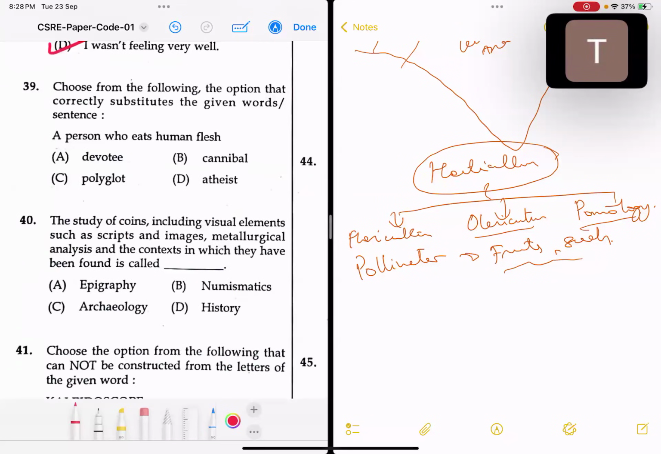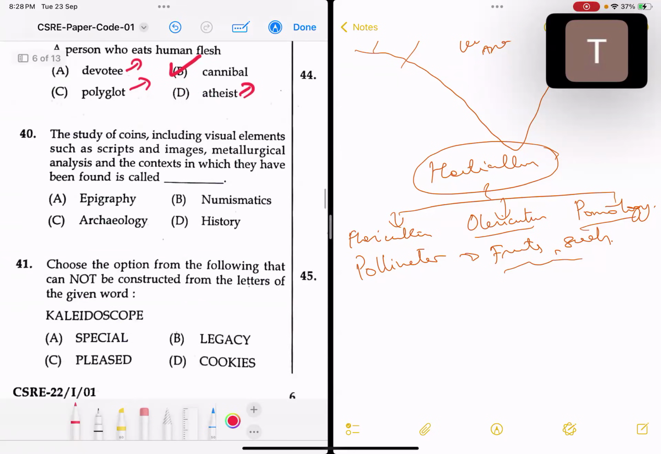Question number 39. Choose from the following the option that correctly substitutes the given words. A person who eats human flesh is, we are all aware that it is cannibal, right? So let's see the other options. An atheist is a person who denies the existence of God, right? Devotee. So any person who is dedicated in the pursuit of anything, maybe religious or scientific, that is regarded as devotee. And polyglot is a person who knows so many languages, okay? So the correct option is B.